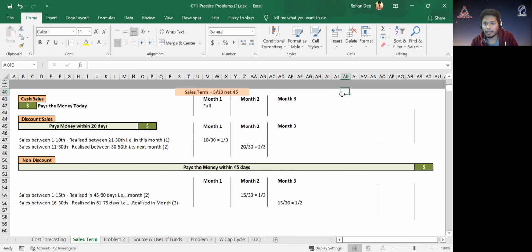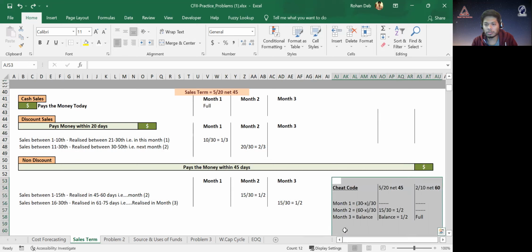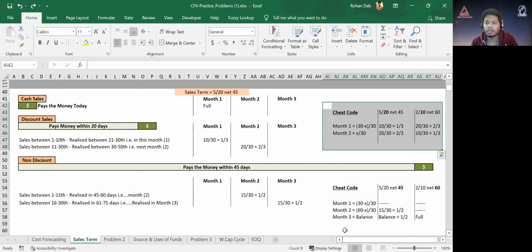Now I tried to make a cheat code. Again, this is not official, so don't write this in the exam. Just note it down somewhere and use it for reference, but don't write it because it is not an accepted formula. It's just a jugaad formula that I made up. Hopefully this will help.